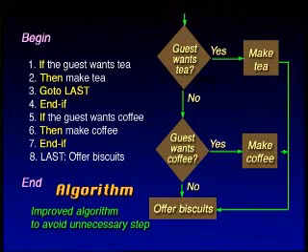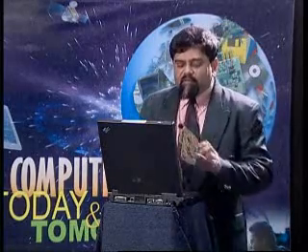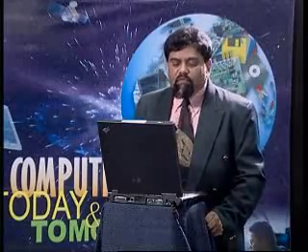This flowchart and this algorithm show how to remove those shortcomings. Here, if you notice, we are saying if the guest wants tea, then make tea and then go to last. Now what is this last? Last is actually what is called a label, or last is in fact an address of an instruction. We do not know the actual physical address, and therefore we say last.